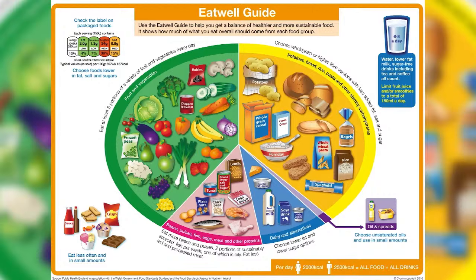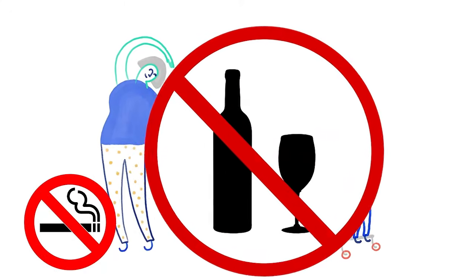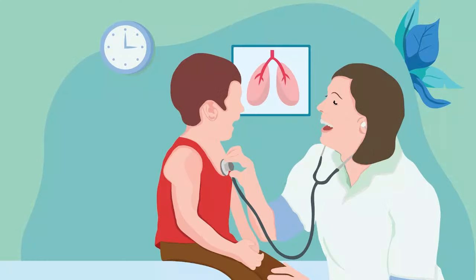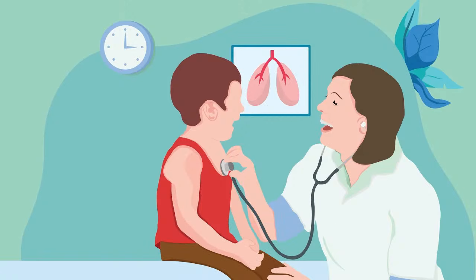It is important to take care of the lymphatic system by maintaining a healthy diet, staying active, and avoiding smoking and excessive alcohol consumption. It's also important to have regular checkups and screenings to detect any possible disorders or diseases of the lymphatic system as early as possible.